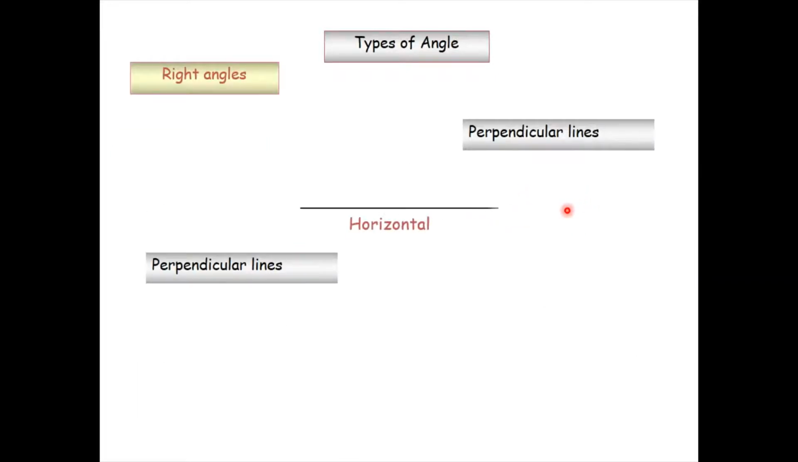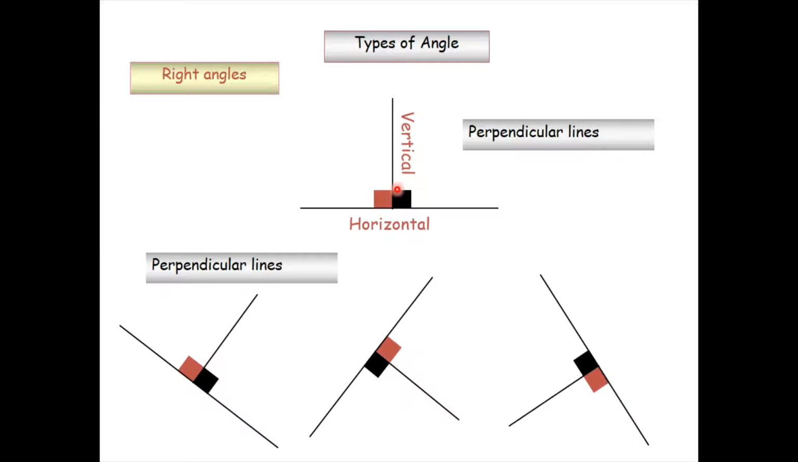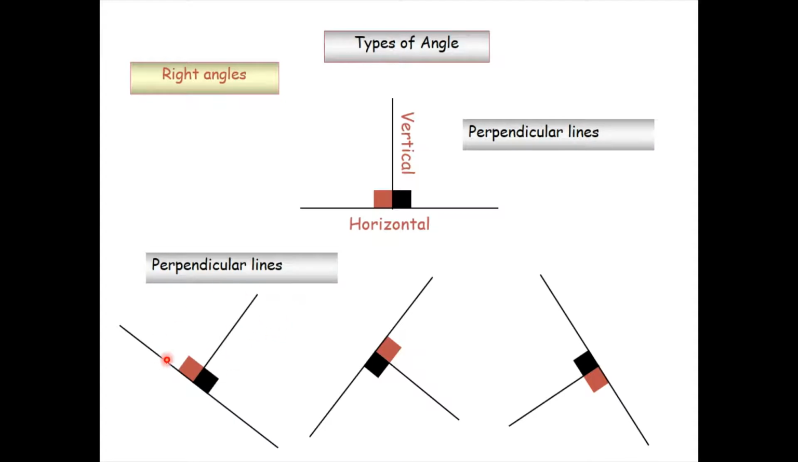Okay, the next angle we'll look at is a right angle. So you have a horizontal line and you have a vertical line that touches the horizontal line like this at a right angle. A right angle is one which is 90 degrees, and we can say that the vertical line is perpendicular to the horizontal line. But the more important thing over here is that you can see it's 90 degrees.